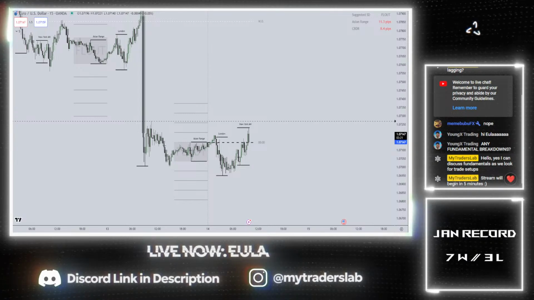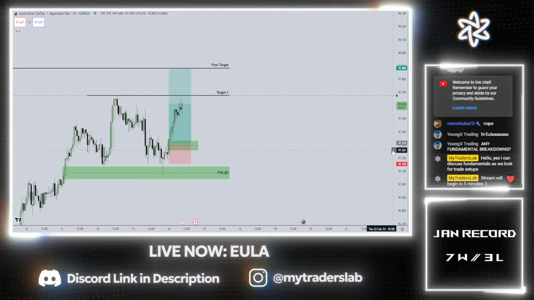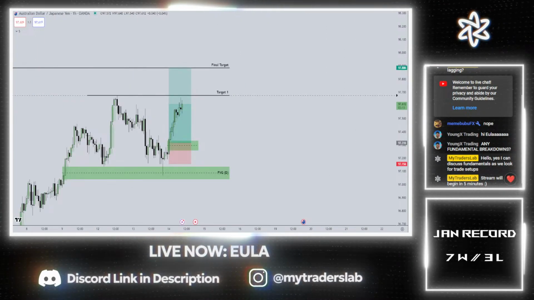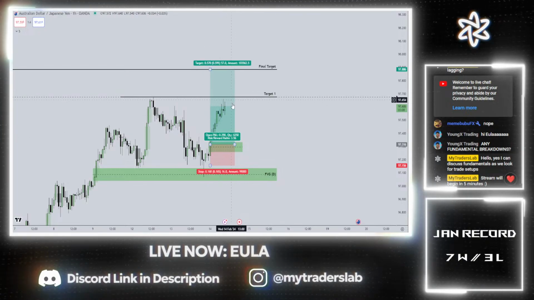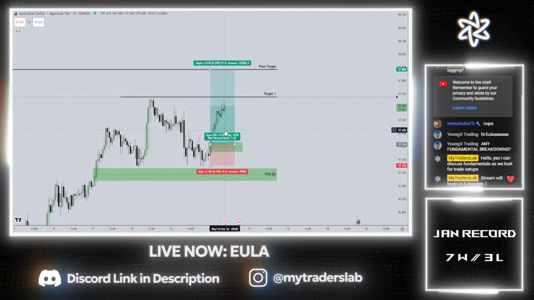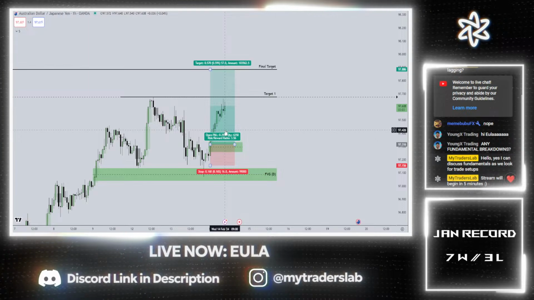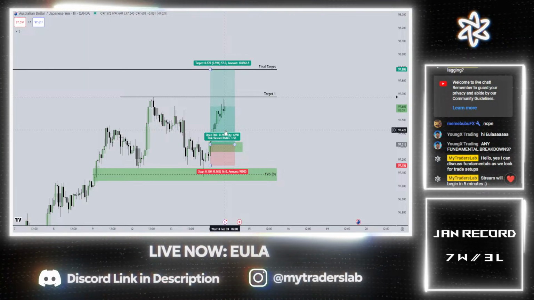Okay, so the two pairs that I'm looking at today are the Aussie Japanese yen and the Aussie New Zealand dollar. So let me just bring this side by side. I actually called this out in the Discord, so if you haven't joined the Discord, be sure to join in, because I give quite up-to-date analysis over there, and so far it's been rather accurate.